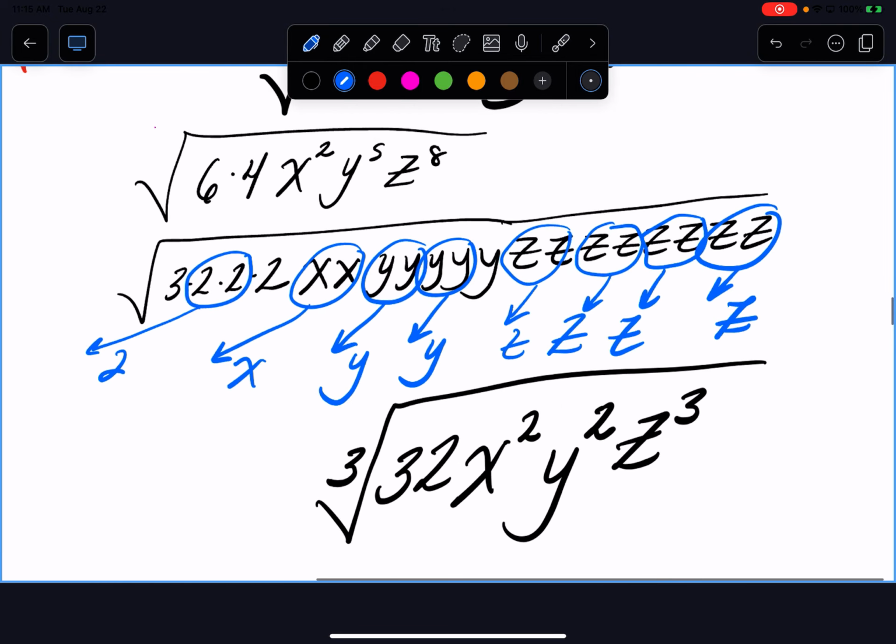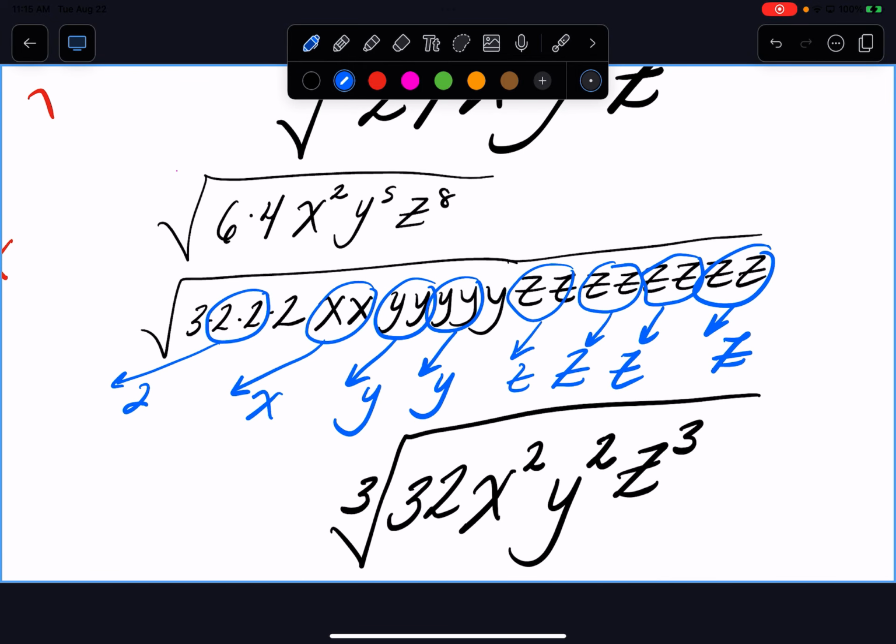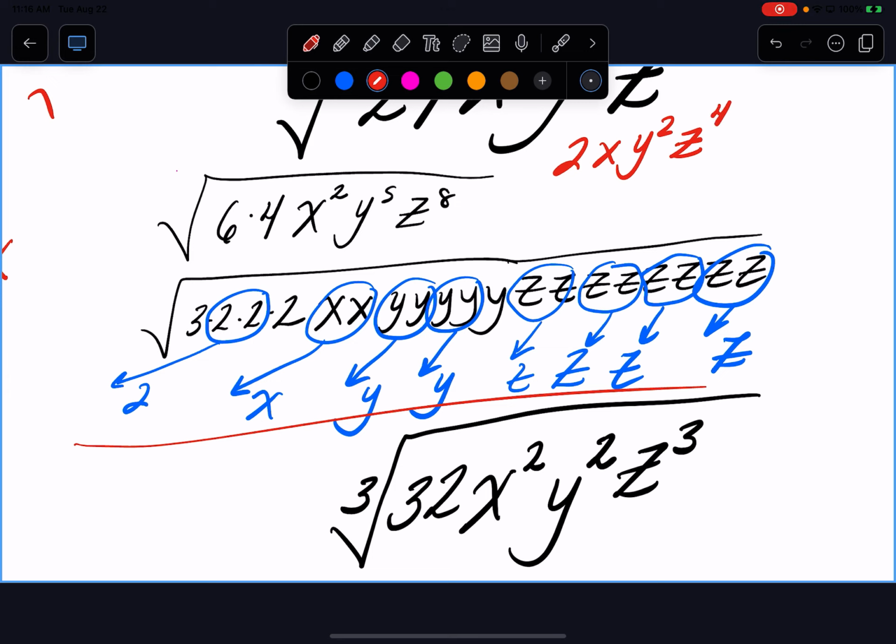I then multiply that. So what would that be? Up here, I'm going to write my answer in red. Multiply all that stuff. That would be 2x y squared, z to the 4th. z times z times z times z. We add our exponents, z to the 4th. True? Then you have to go under the square root.